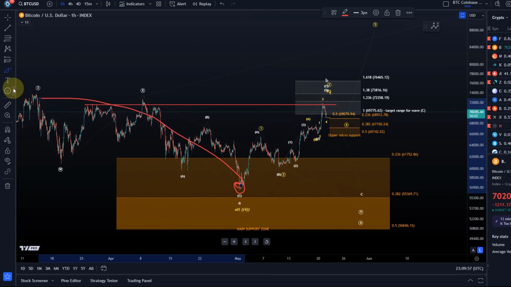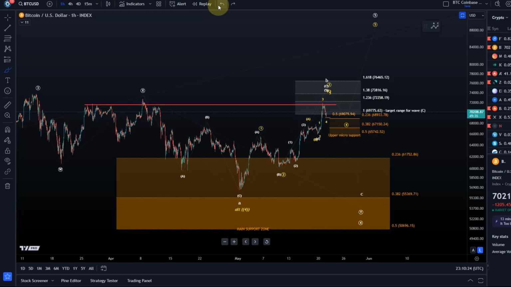At the moment, I still have it labeled as a WXY, and the Y wave is an ABC, but this B is a little bit too high for that now. So if we are dealing with an ABC, then it's probably all of this is an A wave. Then this is a B wave rally, and we come down in wave C. But we'll see. At the moment, we're holding support, and this is not so important.